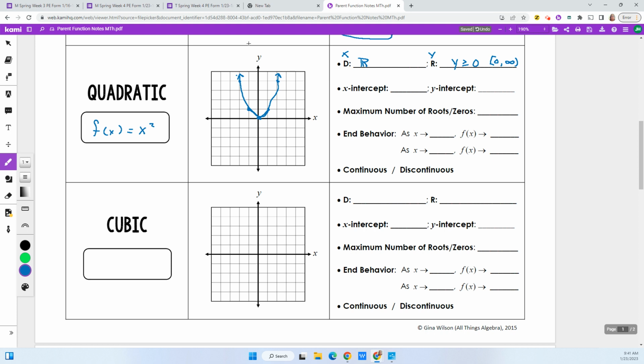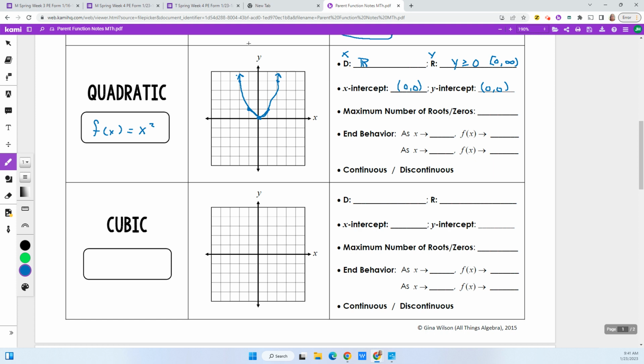Our x-intercept, it's only crossing the x-axis in one spot. That would be 0, 0. Same for the y-intercept, right? It's only crossing y at one spot. Now, would every function do that? No, because they can be moved around. But in terms of the intercepts of the parent function, those are the only points where it crosses.